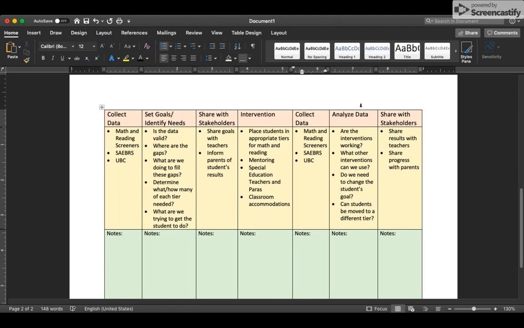Now we are analyzing it to determine if our interventions are working, or if we need to figure out other interventions to use. Do we need to change the goals for math or reading, or what we are trying to get the student to do in class? And then, again, share the results with teachers and share progress with parents. So that is my data protocol.